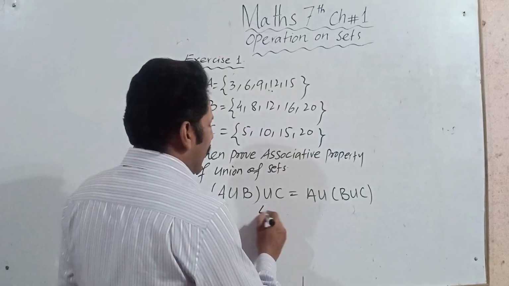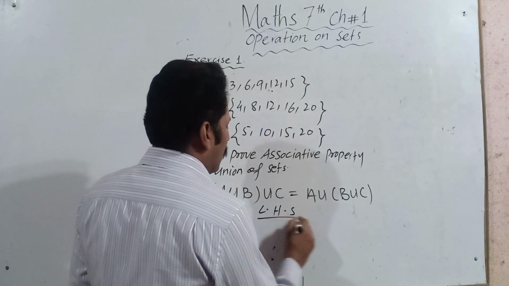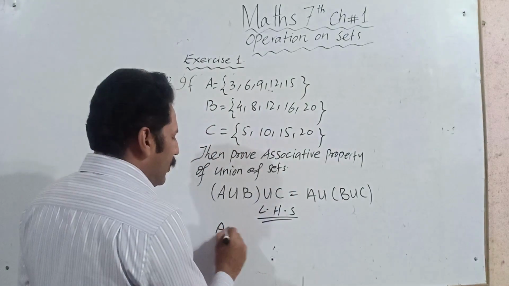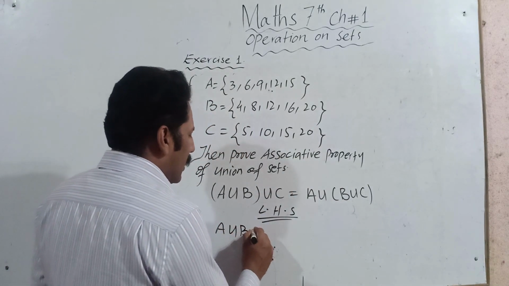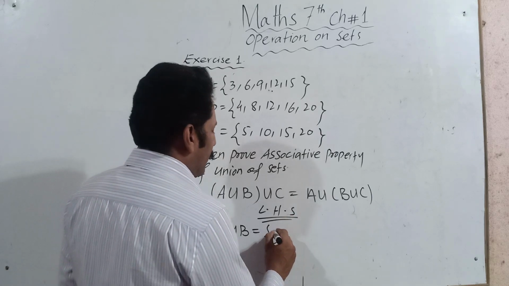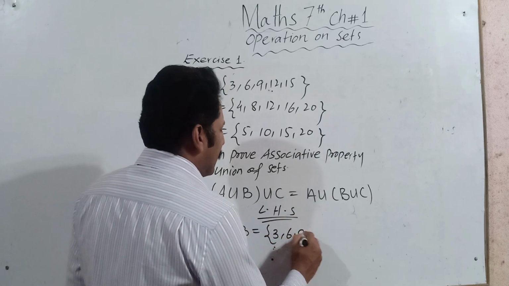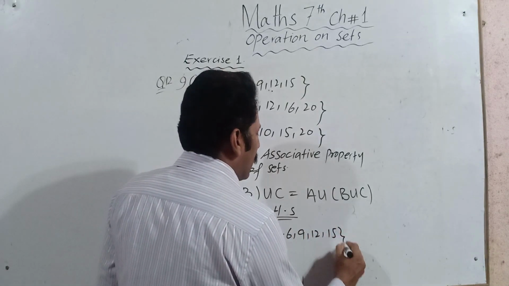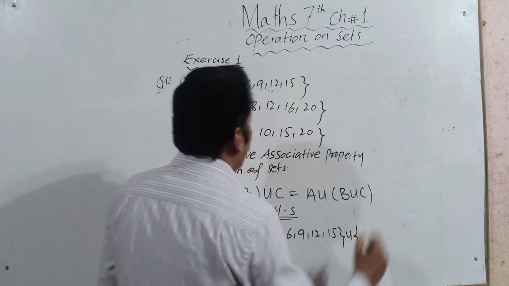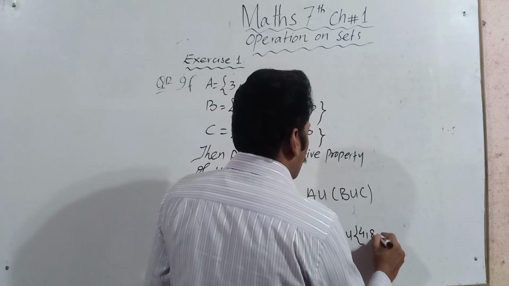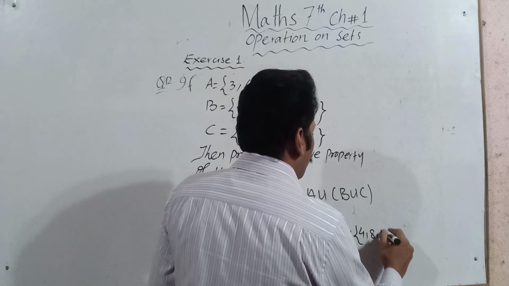Let's do it. Left hand side, that is (A union B), then union C. First of all, we will find A union B. So that is elements of set A: 3, 6, 9, 12, and 15. Then union sign and elements of B: 4, 8, 12, 16, 20.